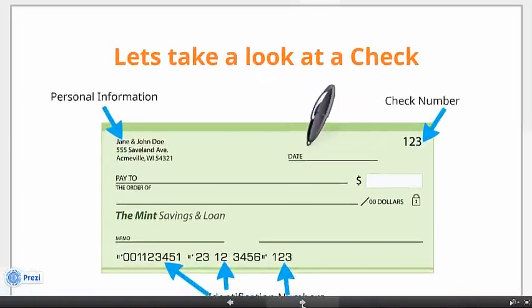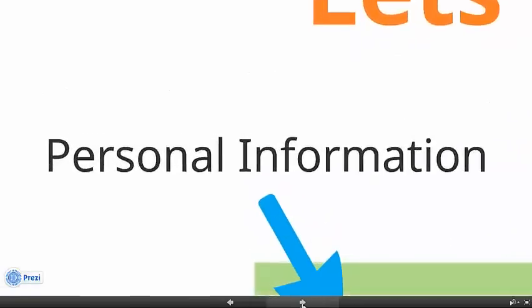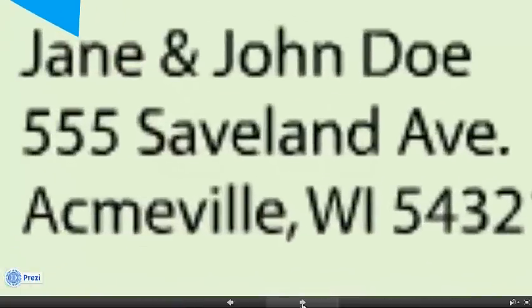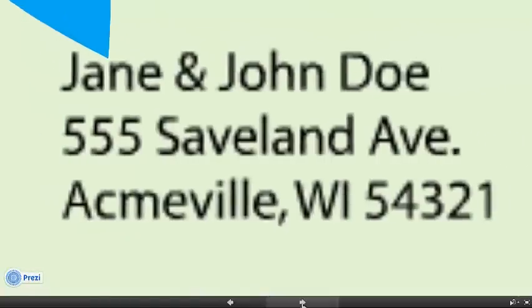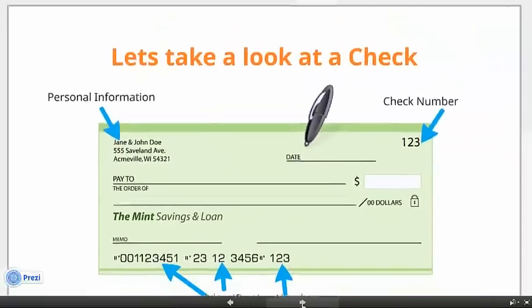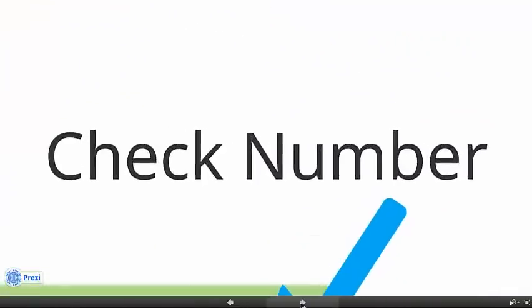Let's take a look at a check. First thing we have is our personal information: the check holder's name and address, which may include a phone number, but is not required. Next, we have the check number. These are numbers used to identify checks. The check number is printed in chronological order and should be used in this order.